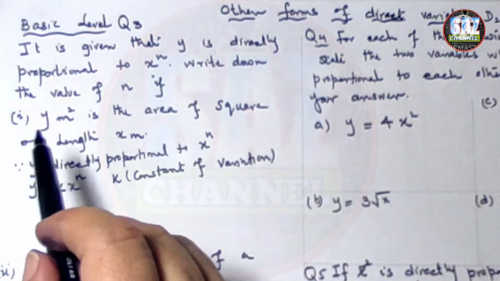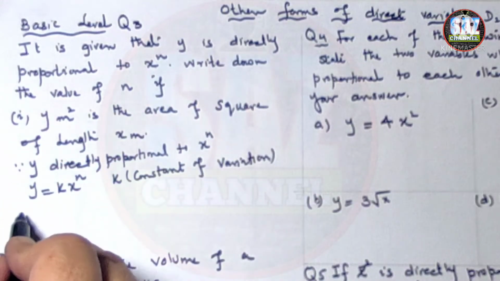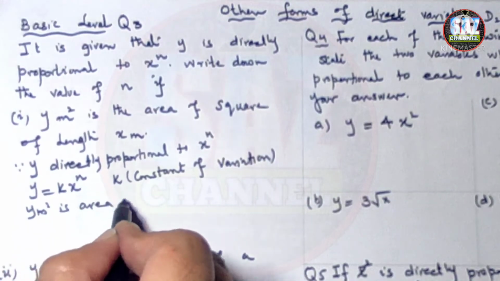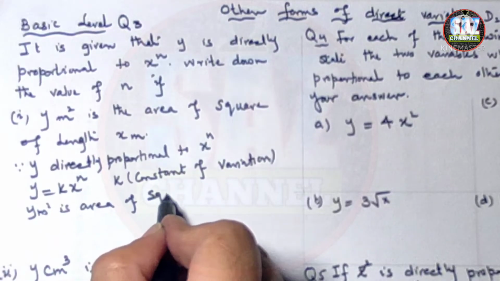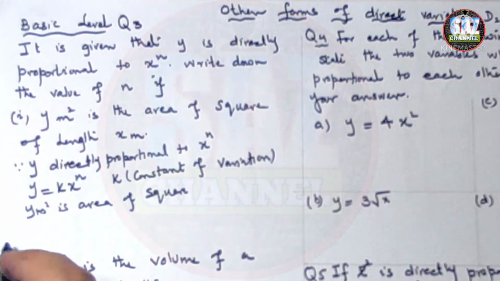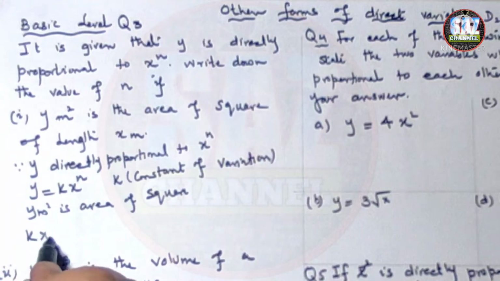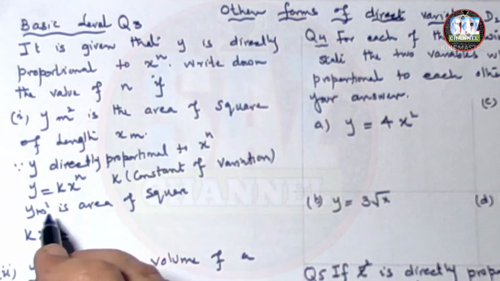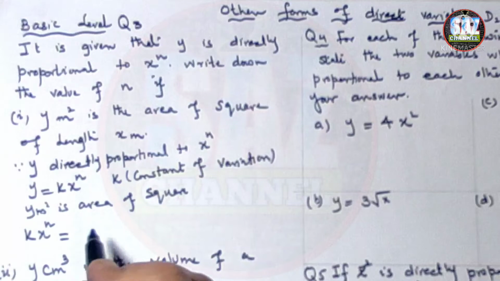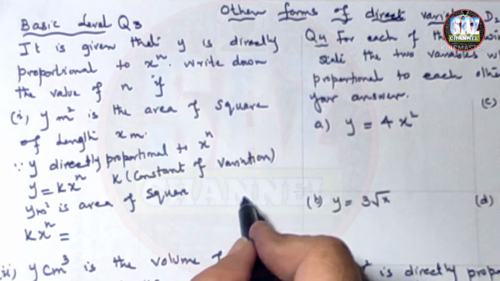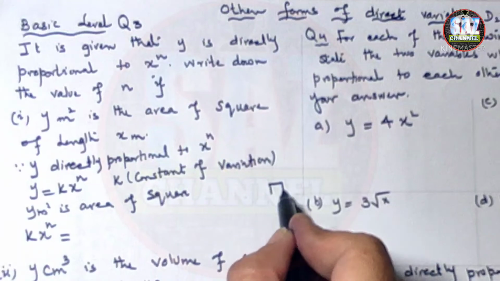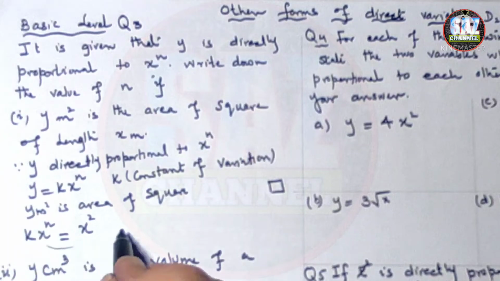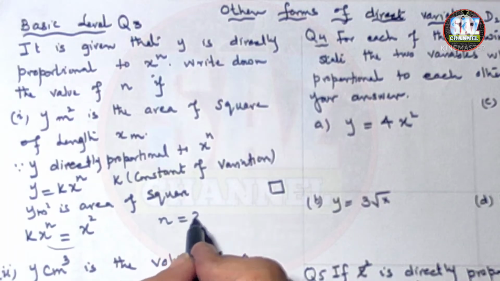Now the question is, y meter square is the area of square. So what we are going to do is equate kx^n by y meter square. As we are talking about the area of square, and square is a shape which has all length and width same, so area of square is L square or x square. As the bases are same, the value of n will be equal to 2.